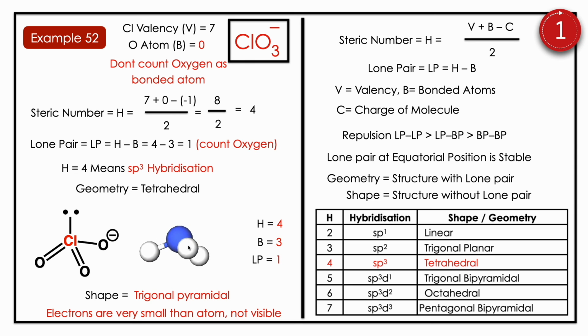Where will it come? The lone pair can be anywhere since the system is symmetrical. So the system will be like trigonal pyramidal. Chlorine will be the top of the pyramid. Oxygen will be the bottom of the pyramid. The lone pair is not visible. So the shape of ClO3 minus is trigonal pyramidal.